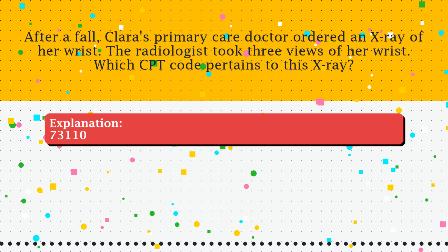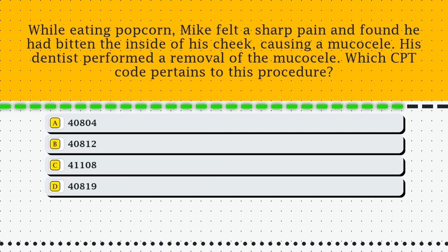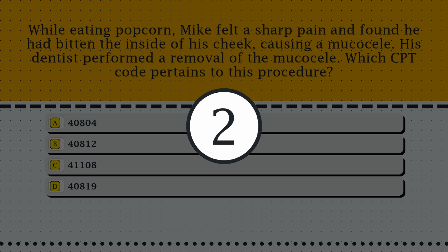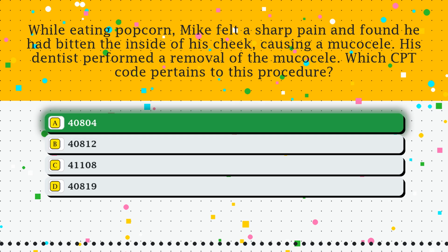Question 207. While eating popcorn, Mike felt a sharp pain and found he had bitten the inside of his cheek, causing a mucocele. His dentist performed a removal of the mucocele. Which CPT code pertains to this procedure? Option A, 40804. Option B, 40812. Option C, 41108. Option D, 40819. The correct answer is option A, 40804.